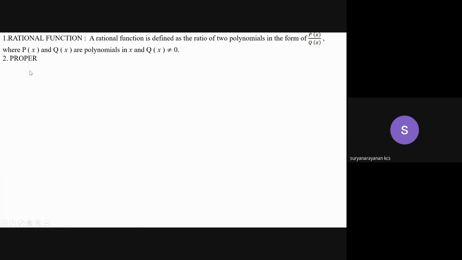Now come to the second point, proper rational function. We have already studied proper fractions. Proper fraction means the numerator is less and the denominator is more. Yes or no? Similarly, here we define a proper rational function.